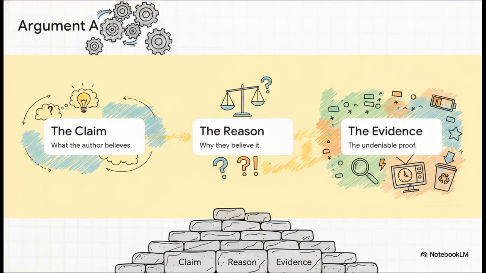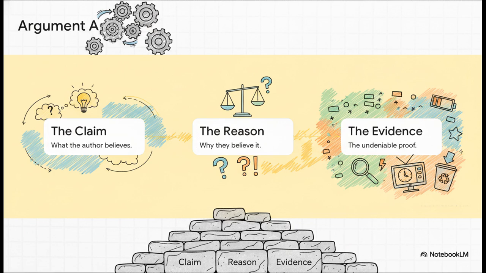Section 4. Claims, reasons, and evidence. Let's move to how this builds, step by step, into a sturdy structure. Every solid argument has 3 critical layers. Step 1 is the claim. This is what the author believes. Step 2 is the reason. This is why they believe it. And step 3 is the evidence, the actual undeniable proof. Let's look at a worked example to make this crystal clear.